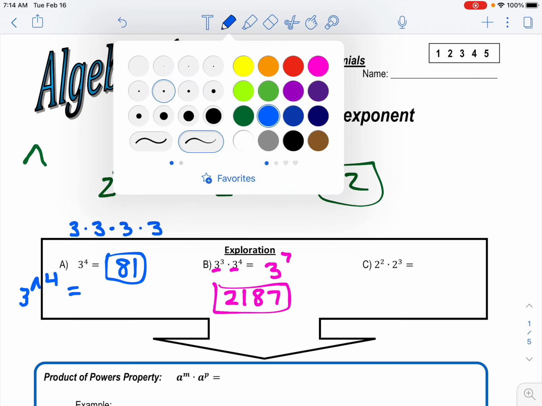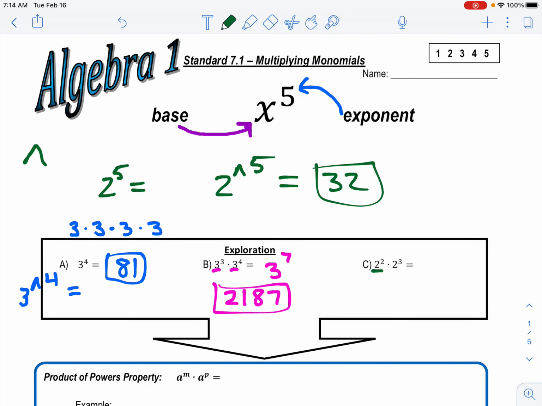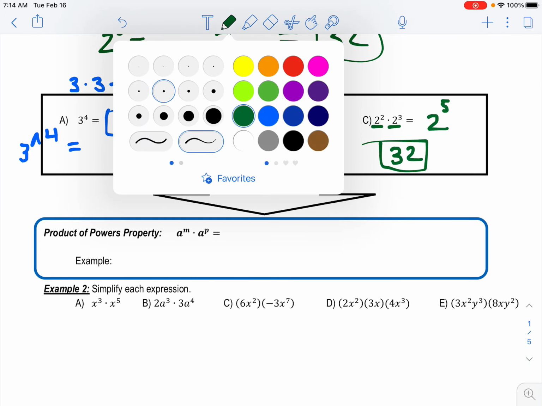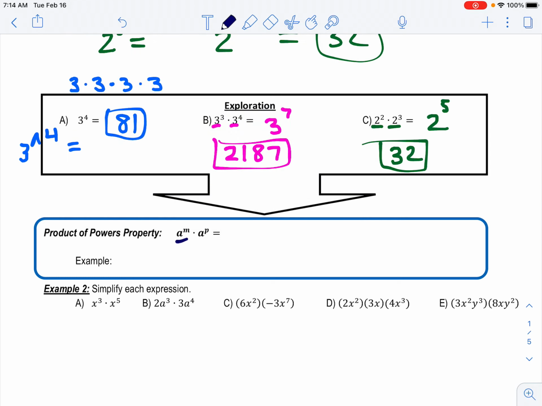Let's look at example C. My base is 2, so we copy the base. We add the powers. 2 plus 3 tells us 5. If I put 2 to the 5th on a calculator, it tells me that my final answer is 32. So what we're technically doing is copying the base that's similar, and then adding the powers to complete our answer. So copy the base, add the powers.